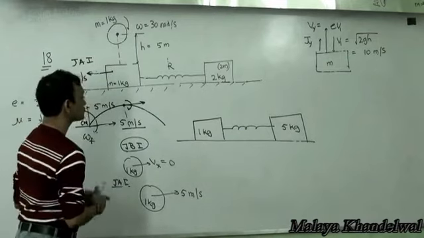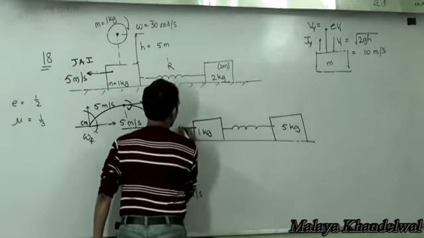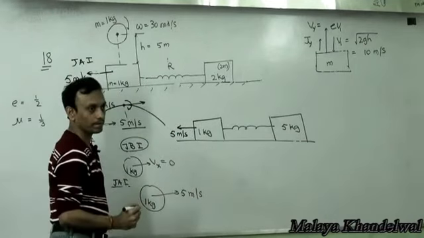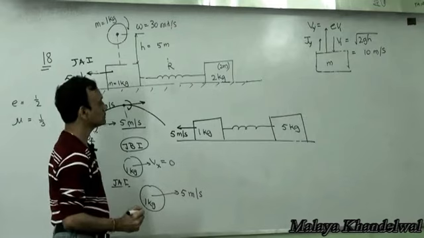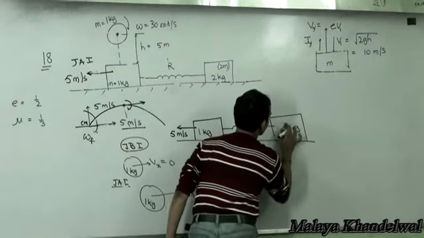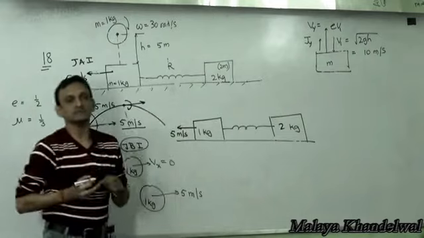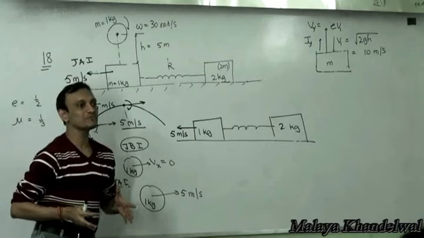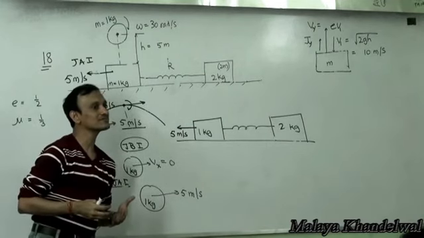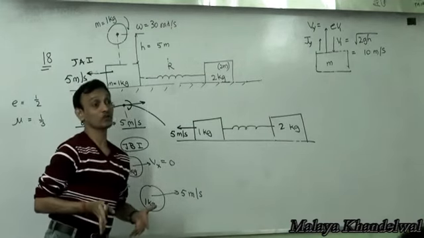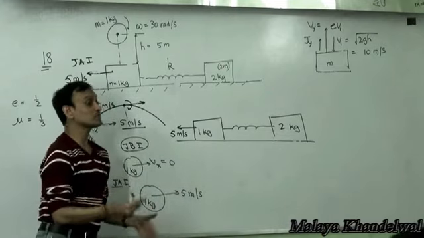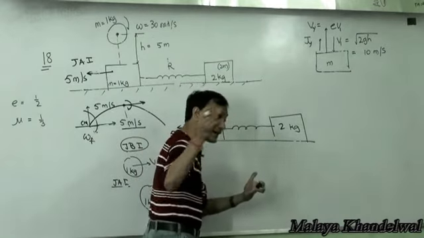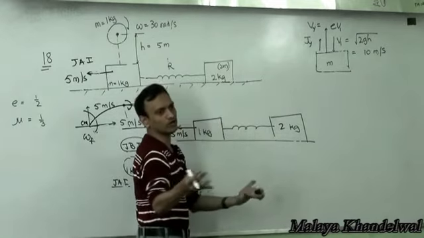Now for the block, this is 5 meters per second. Oh, okay, 2 kg. Now, for maximum compression of the spring, what must happen? Relative velocity must be 0, or both blocks must have the same velocity. So you could solve this problem in the center of mass frame like I did in the last class, or you could even solve it from the ground frame.